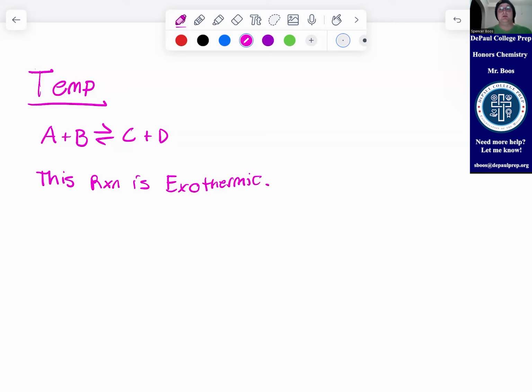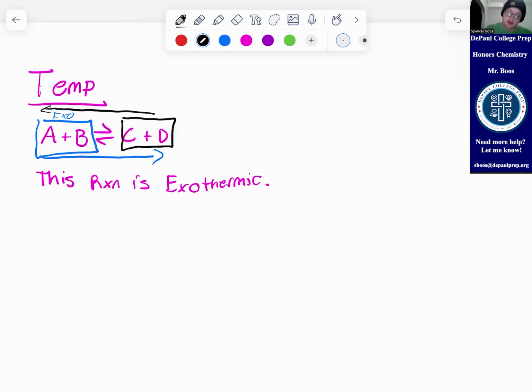By stating that the reaction is exothermic, that means that in the forward direction, in this direction here, it is exothermic, which means that this is the exothermic side. For endothermic, it is the reverse direction, endo.